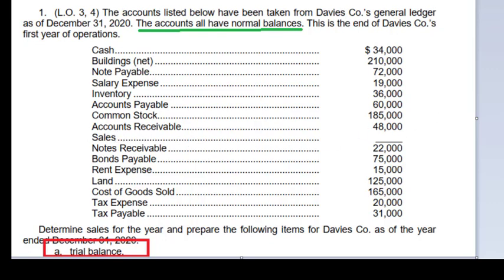Right over here, sales is something that they want us to find, which is great. We can do that. When we prepare the trial balance, as you can see, it's an empty figure. And the question tells us to determine the sales for the year and prepare the trial balance. So what we're going to do is look at these balances and just say what they are. And by what they are, I mean, are they an asset, liability, equity, revenue, or expense? And based on that, we can decide if they have a debit balance or a credit balance.